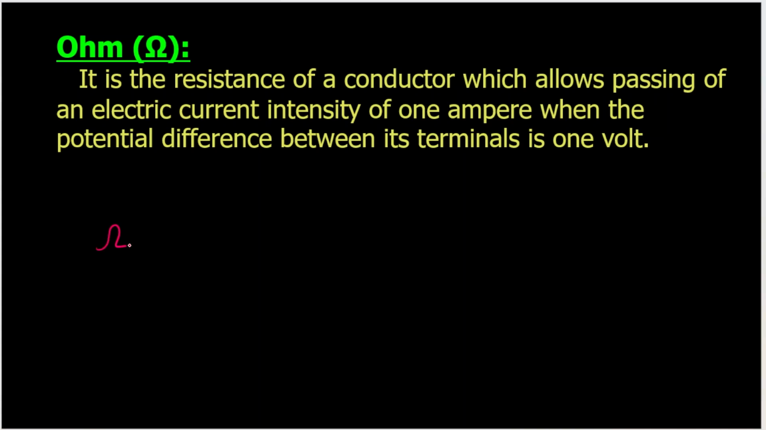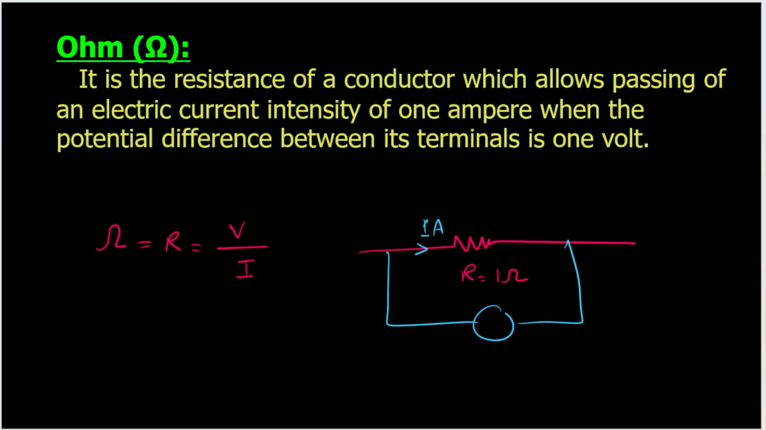What's meant by ohm? Ohm, it is the measuring unit of resistance, and the resistance is equal to the ratio between V over I. What does it mean? It means that if you have a resistance and its value is 1 ohm, and the current passing through it is 1 ampere, so for sure the potential difference between its two terminals is 1 volt, because 1 volt over 1 ampere is equal to 1 ohm. So what's meant by ohm? It is the resistance of a conductor which allows the passage of electric current of intensity 1 ampere when the potential difference between its two terminals is 1 volt.